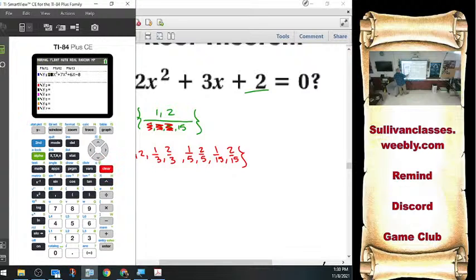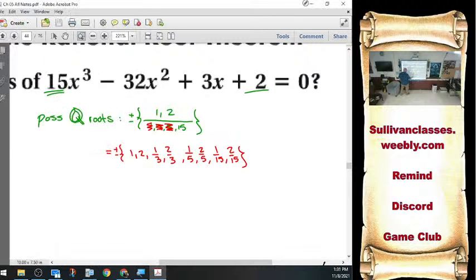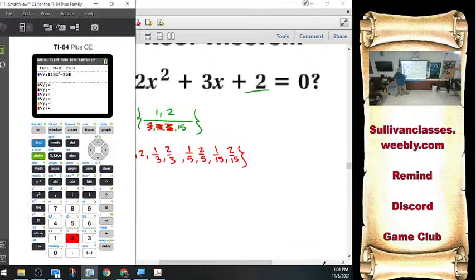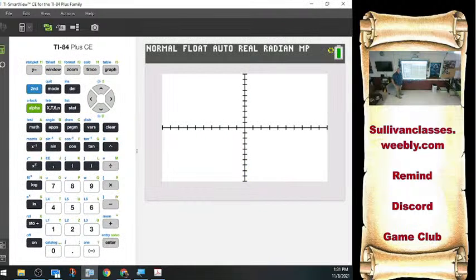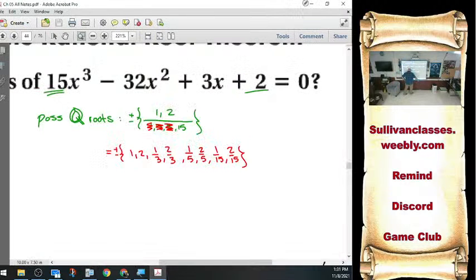If I'm going to guess, I'm going to guess really good. Good idea. What is that, minus 32? There we go. Minus 32x squared plus 3x plus 2. And I'm going to gaze into my crystal ball and say, you know, I feel really good about 2. I got a feeling about 2. It's my lucky lottery number. Okay? I don't know. I got a feeling about 2.